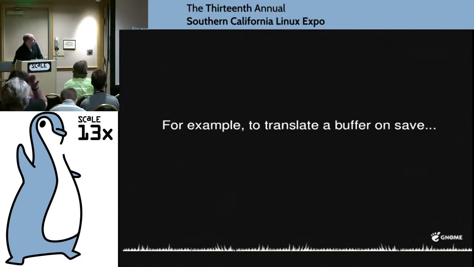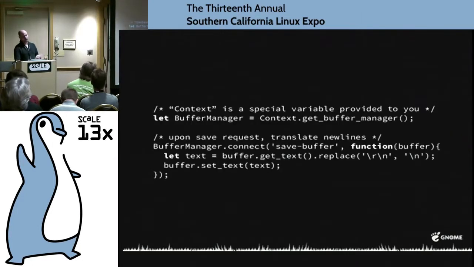So for an example here, let's take a look at what it would take to hook into every time you save a buffer using libide, if you want to translate something. And this example is in JavaScript. You could also do it in Python, and it would look almost exactly the same, except instead of function, you'd probably use lambda, and you wouldn't have let.